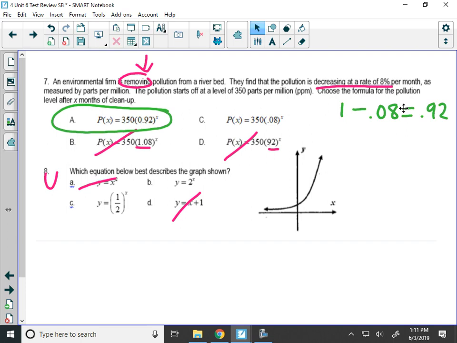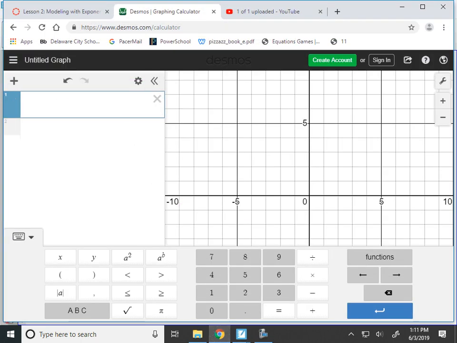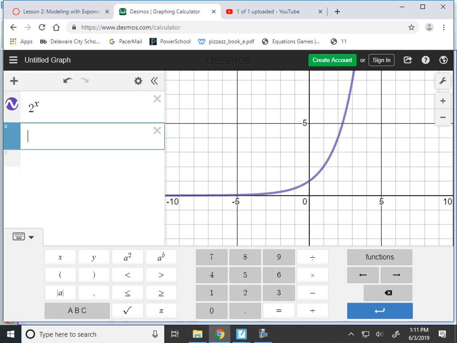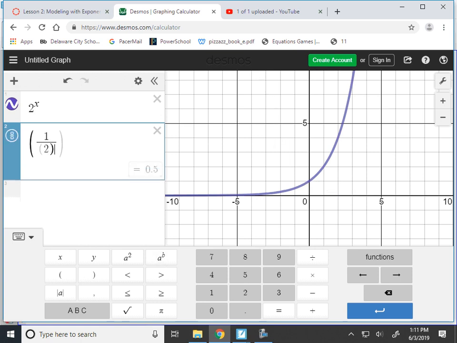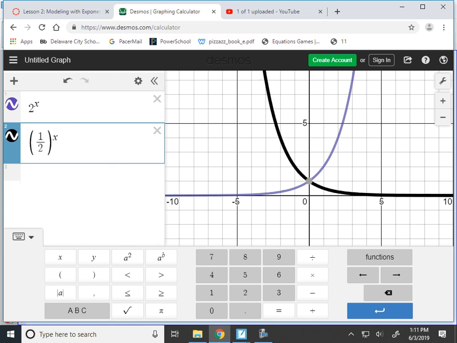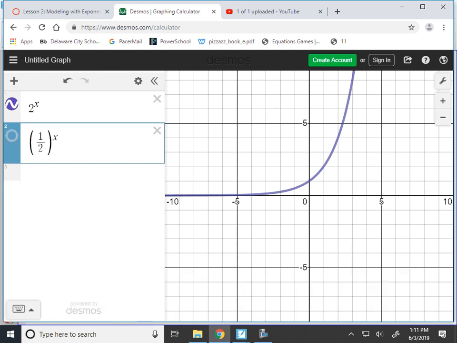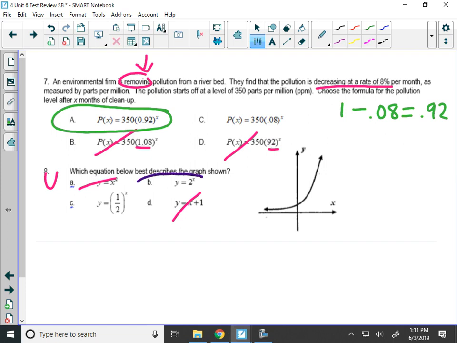If you're not sure, I'm letting you use your calculator here. Type into Desmos 2 to the x power, and then 1/2 to the x power. Oops, I did that one wrong. It's not parentheses. Well, notice that the second graph is decreasing, it's going down, and I want it increasing, like my picture, so I want that first equation. So it would be y equals 2 to the x. Use your resources, use Desmos, use your calculator when you need.